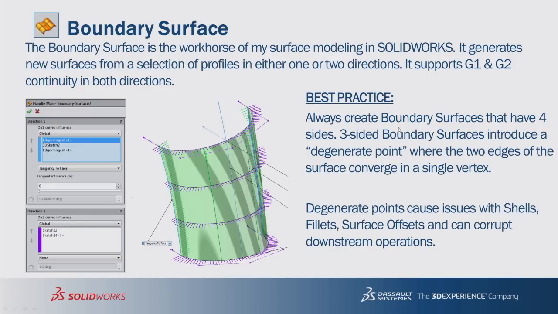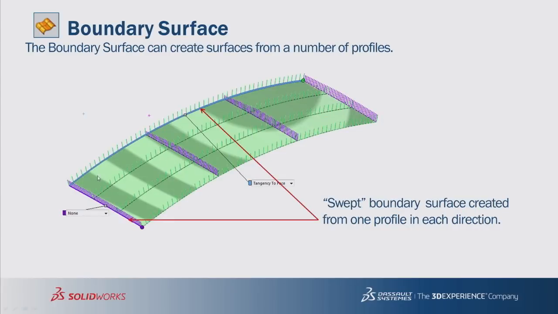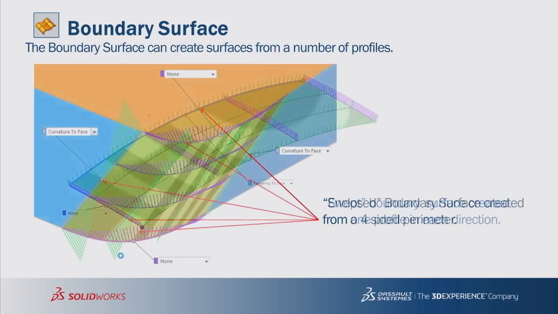So the best practice, we always want to create boundary surfaces that have 4 sides. 3-sided and 2-sided boundary surfaces are not good. They create this thing called a degenerate point, which can really cause issues with shells, fillets, and offsets. Another way we can build the boundary surface instead of using a network of curves is that it works just like a sweep. So I have a direction I want to sweep something along, and I have a profile I want to sweep along it. Something to know.